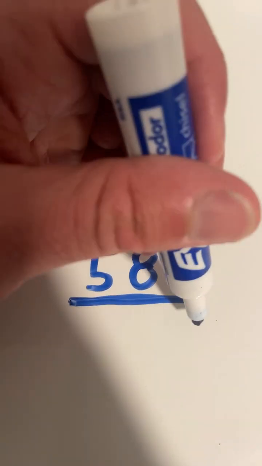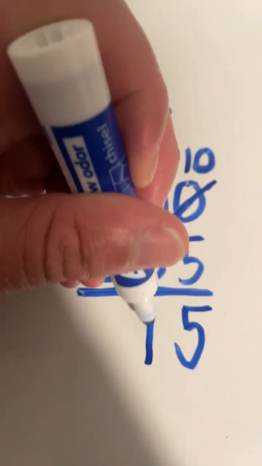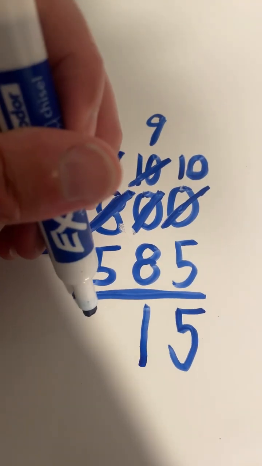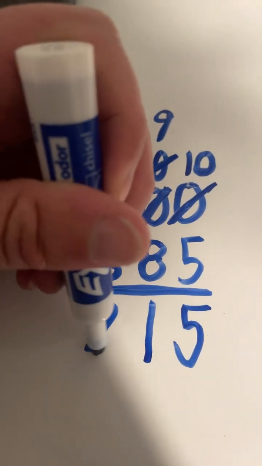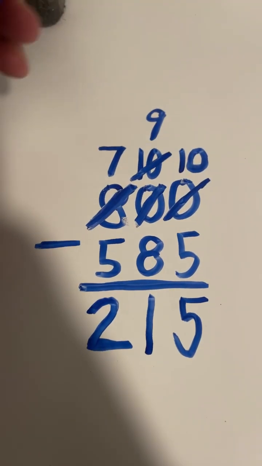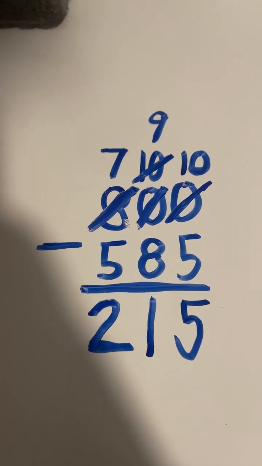So 10 minus 5 equals 5, so we have a 5 in the ones place. 9 minus 8 equals 1, so we have a 1 in the tens place. And 7 minus 5 equals 2. We now have our final answer: 800 minus 585 equals 215.